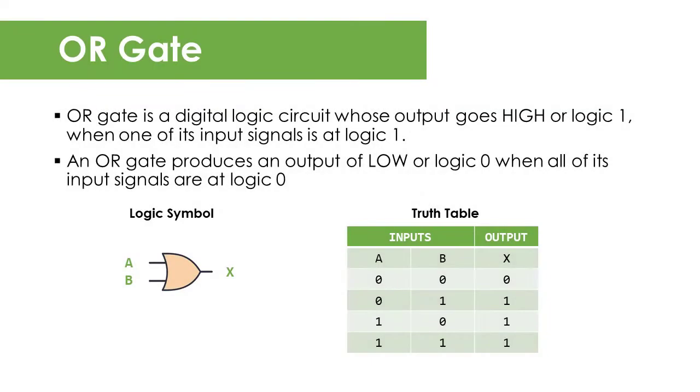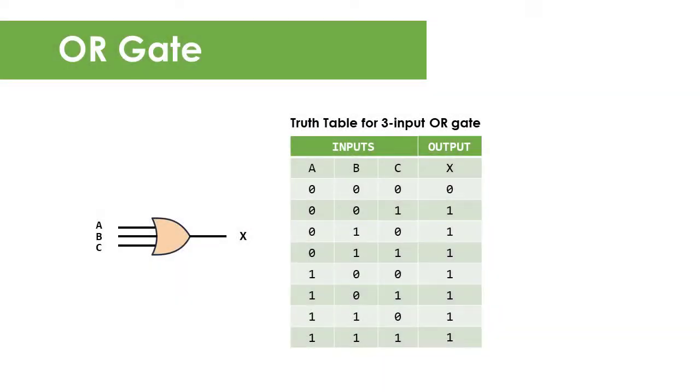The logic OR gate is another type of digital logic circuit whose output goes high or logic 1 when one of its input signals is at logic 1. For an OR gate to produce an output of logic 0, all of its input signals must be at logic 0 as well. An OR gate circuit can have 2 or more input signals, but it has only one output signal. This is the truth table for a 3-input logic OR gate.